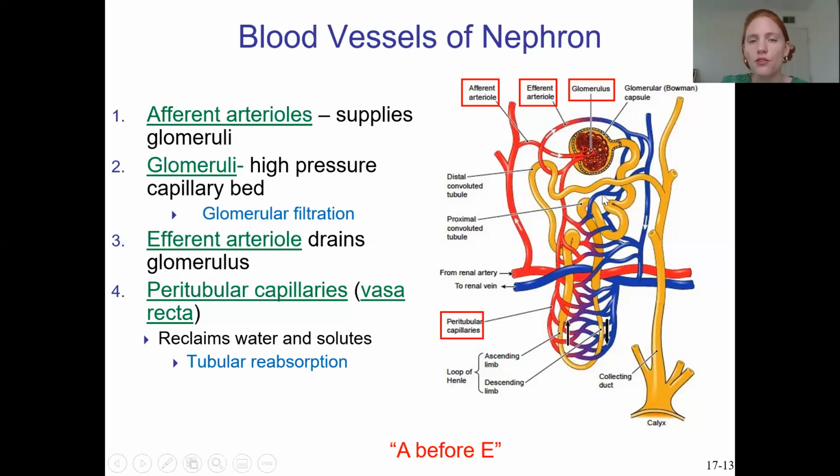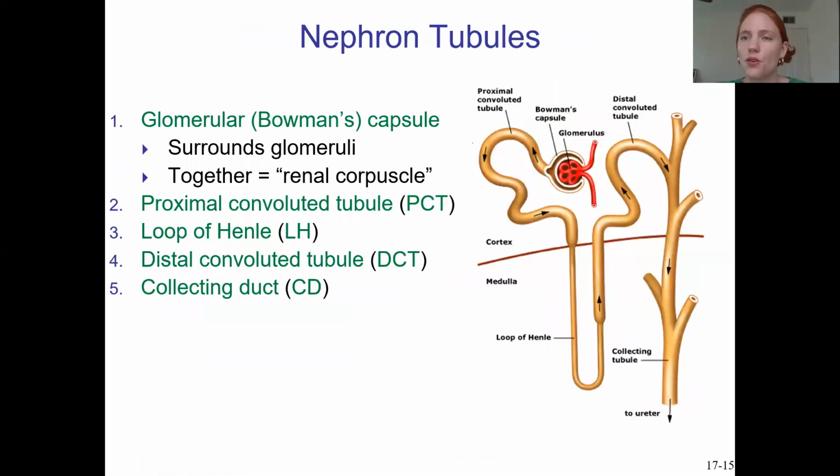Okay, so all of the blood coming from the peritubular capillaries is going to be drained into the cortical radiate vein, and then into the arcuate vein, which will then go into the interlobar vein, and that'll go into the renal vein. Okay, so that's the blood supply there. Now what we're going to talk about is the nephron tubes. Okay, so coming in: afferent arteriole, glomerulus, efferent arteriole.